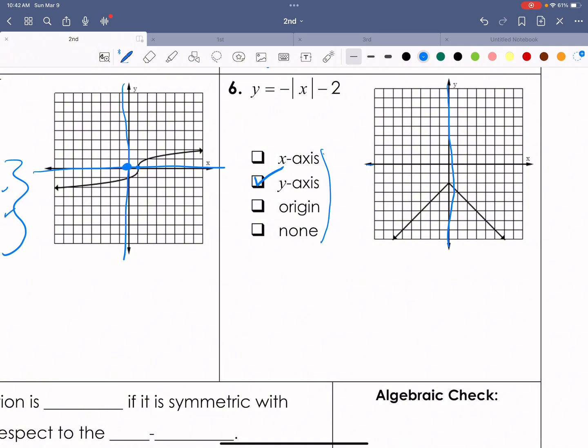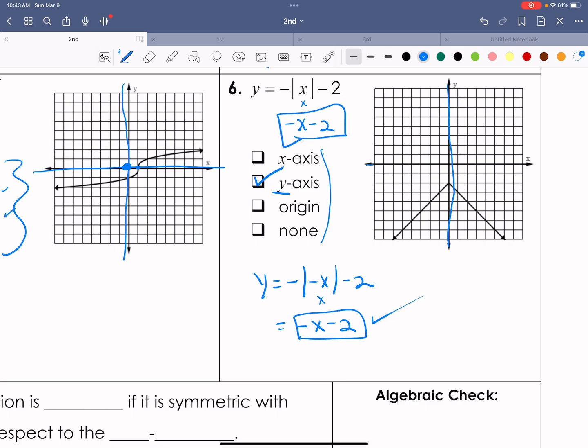Now, how do you check this algebraically? Remember, to check for the y-axis, you let x be negative. So I'm going to insert negative x, and then I'm going to simplify to see if this makes a true statement. So negative x, the absolute value of it is just x. So I got that negative sign, minus 2. All right, up here, if I simplified it, the absolute value of x is x. So I have negative x minus 2. And these two things do match, so that's a check.